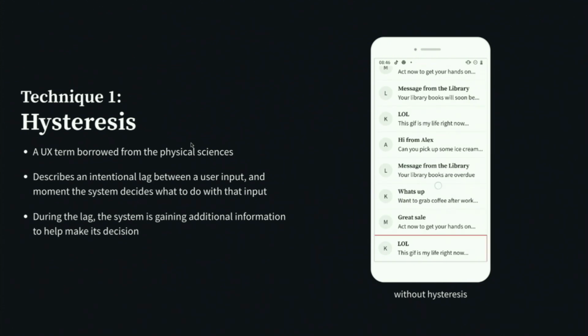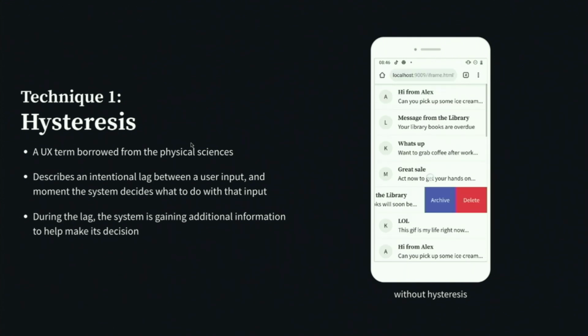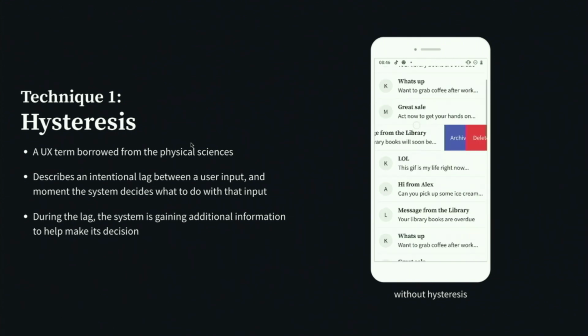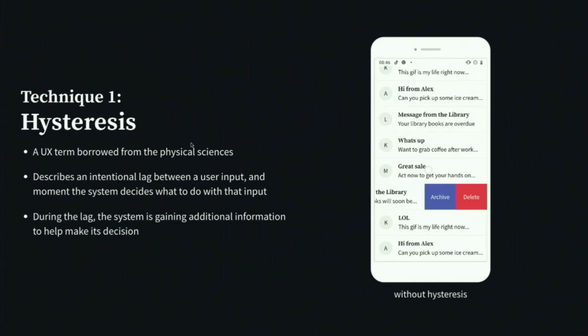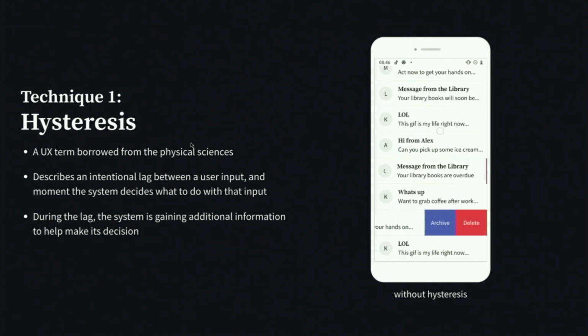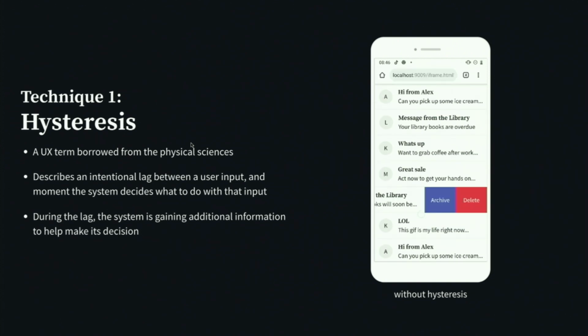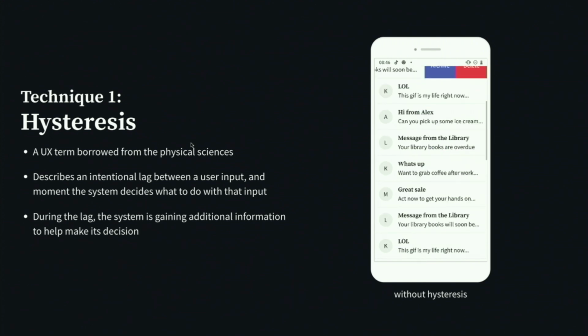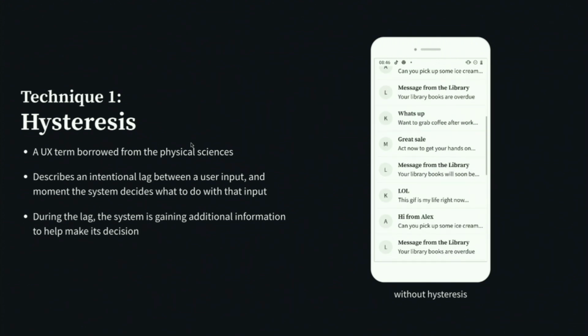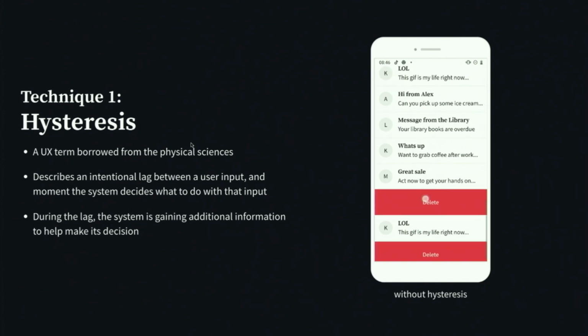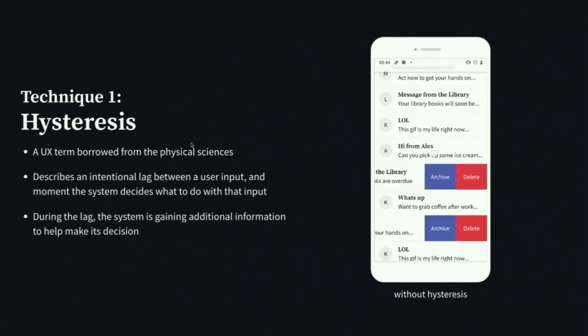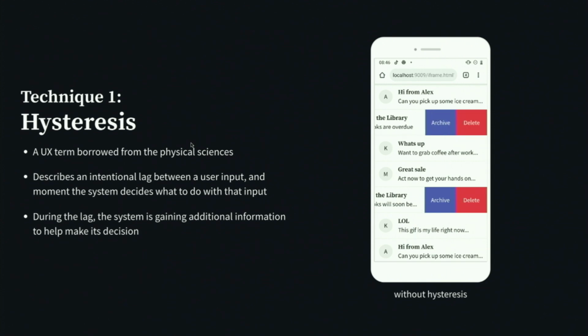And I think it was originally used in UX, maybe to denote that tiny period of time in between when you move your mouse on a mega menu before the menu closes to see if you're going to scroll over another part of the menu. So it basically describes intentional lag. And during that lag, the system is getting a little more information, which might be information about the timing or the distance or the direction of a user gesture.